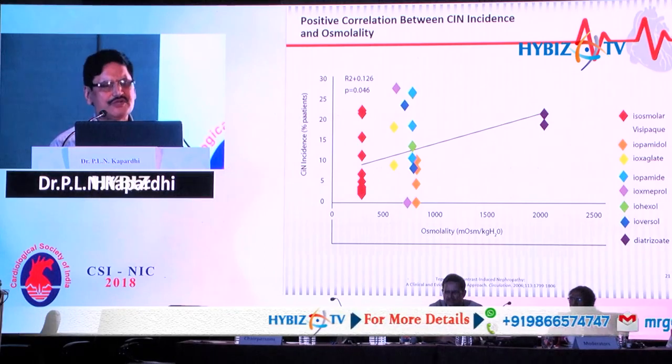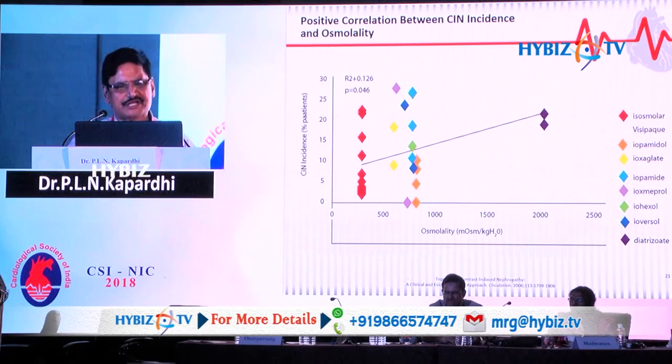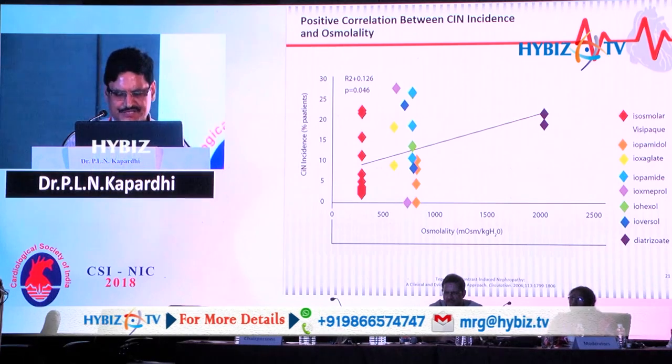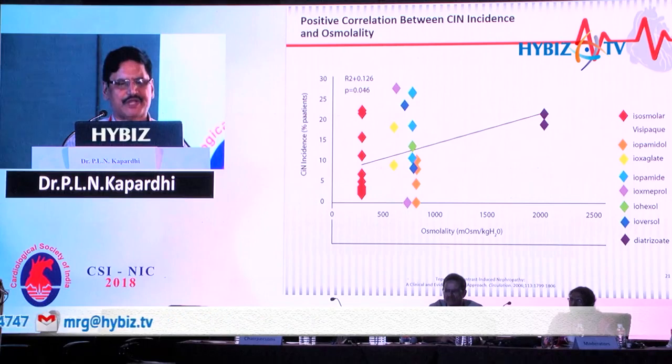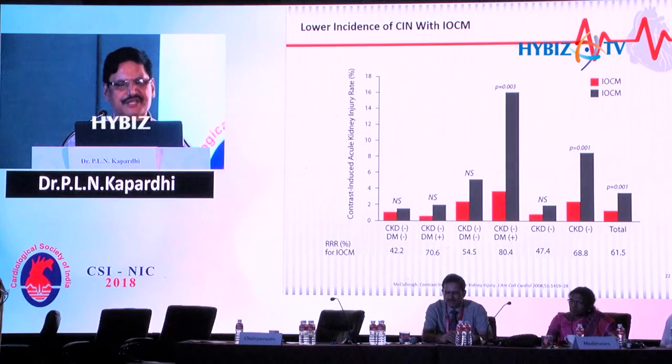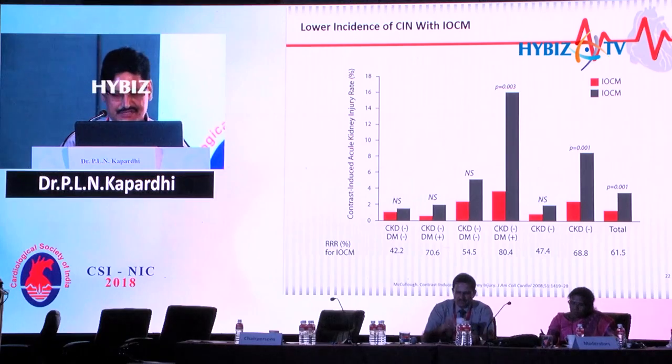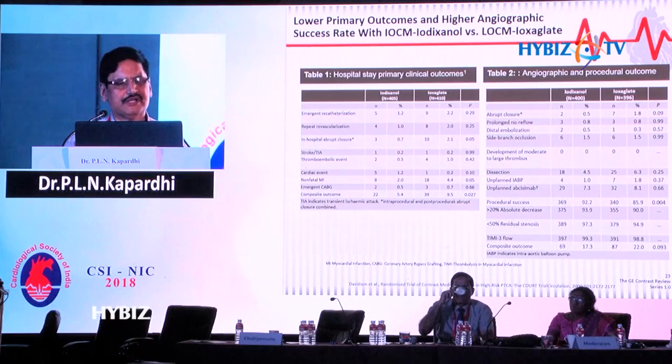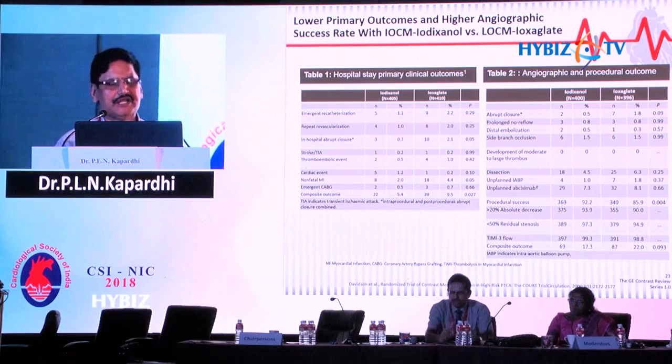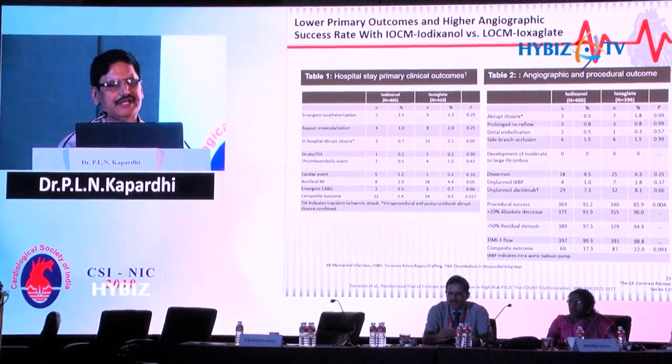And there is a positive correlation between contrast nephropathy incidence as well as osmolarity. As the osmolarity is high, there is more incidence; as the osmolarity is low and isoosmolar, there is less incidence. The same diabetic depiction, which is a graphical depiction, shows that diabetic as well as CKD patients are more prone to contrast-induced nephropathy.